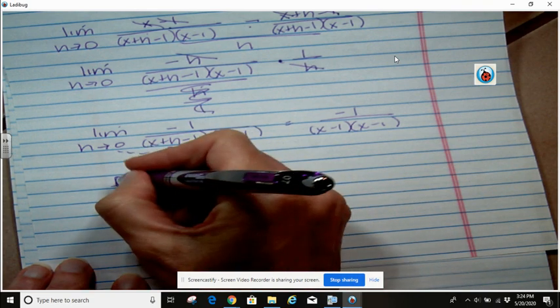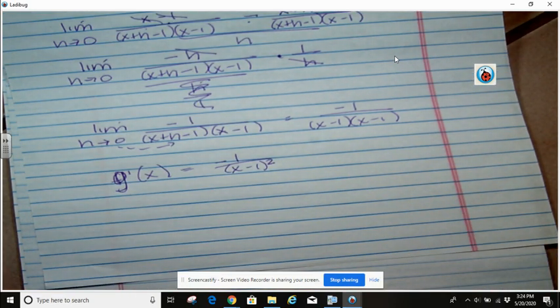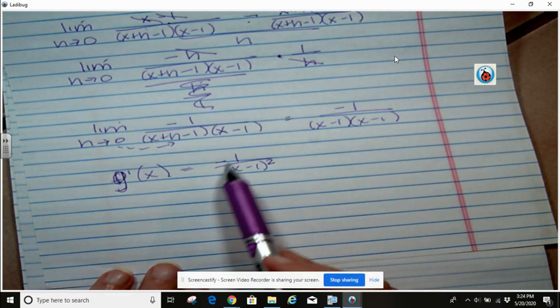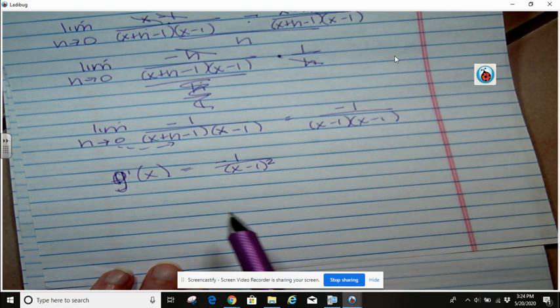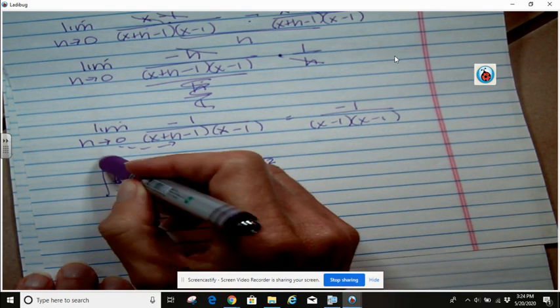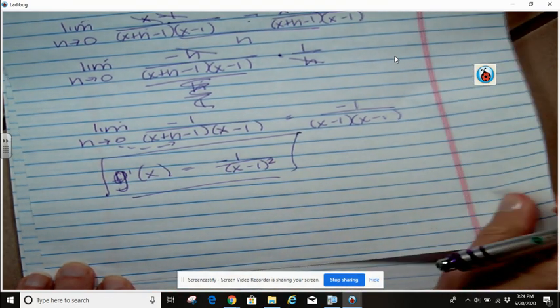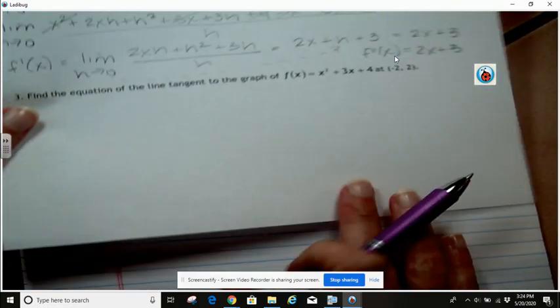That is my derivative formula, so that if I knew a specific point on this function, I could tell you the slope of the tangent line at that specific point. Okay, so that would be my answer for that one. All right, so then back to the questions.